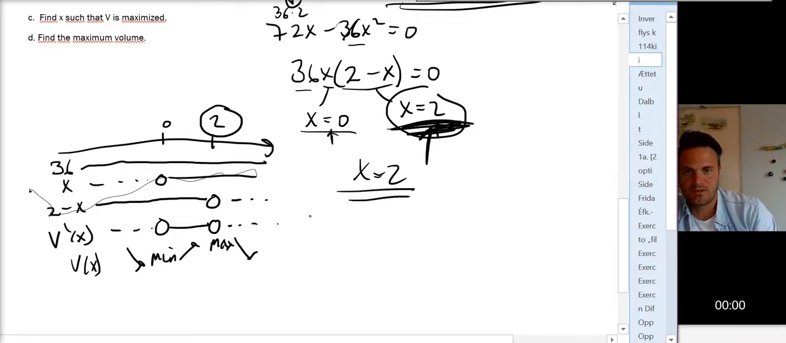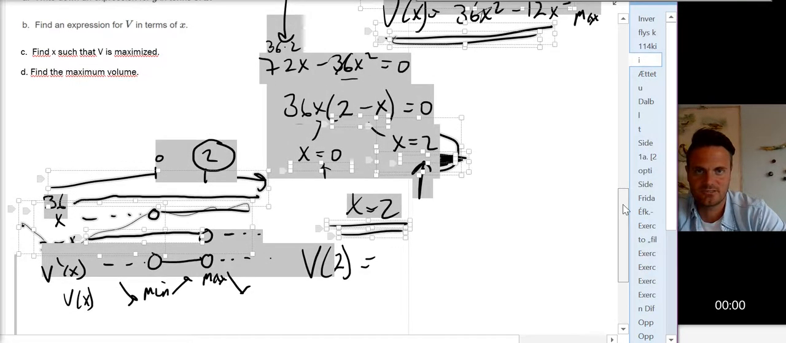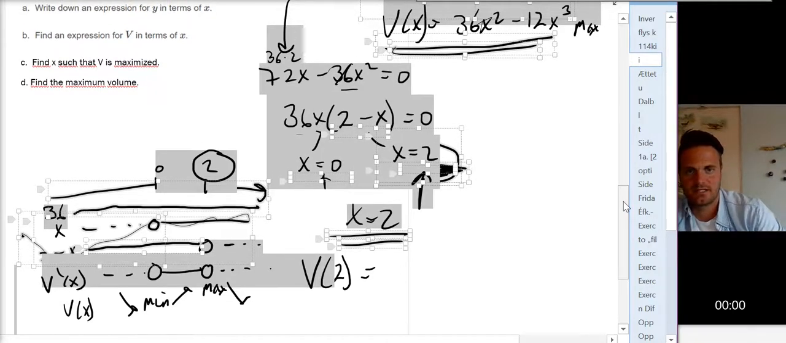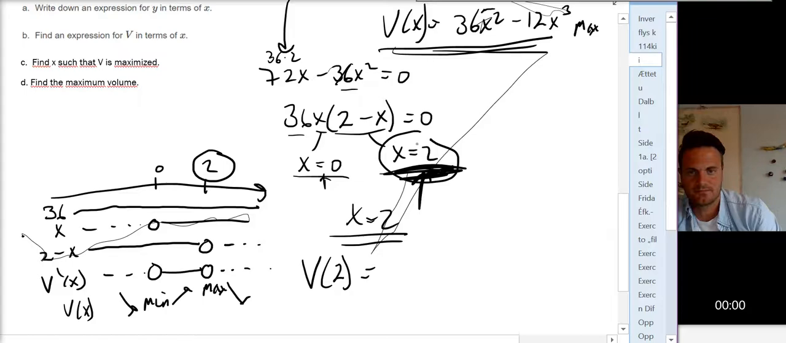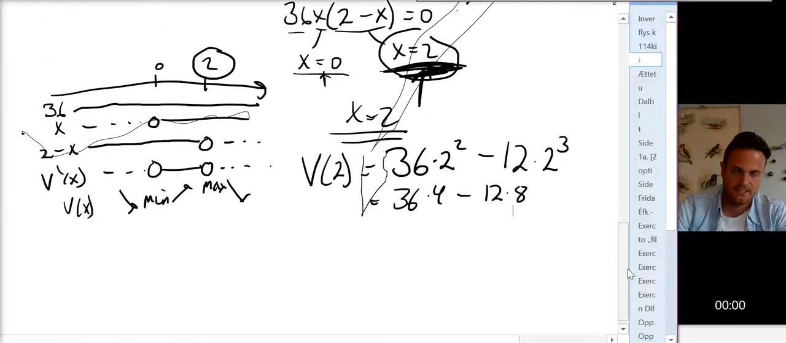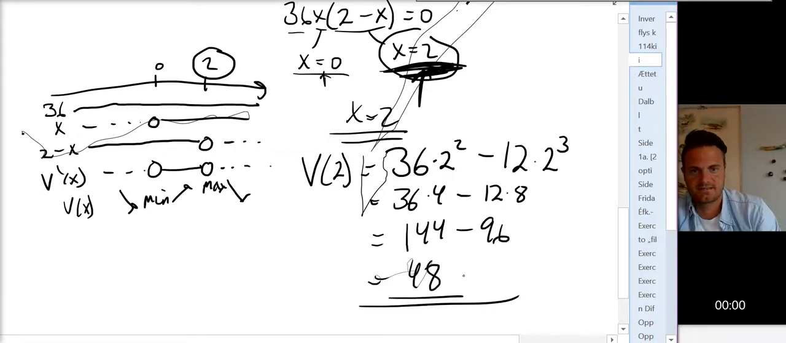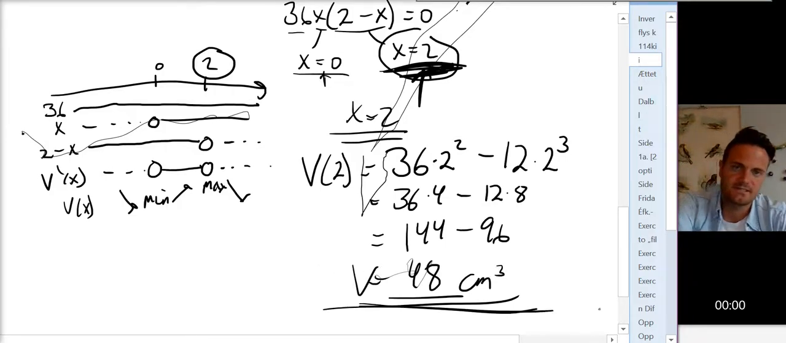And then find the maximum volume. We can just put 2 into the volume function, which we have up here somewhere. And there it is, this is the volume. So we get 36 times 2 squared minus 12 times 2 to the power of 3. So this is 36 times 4 minus 12 times 8. And this is 144 minus 96. So that should be 48. It was centimeters here, so it's 48 cubic centimeters. That's the maximum.